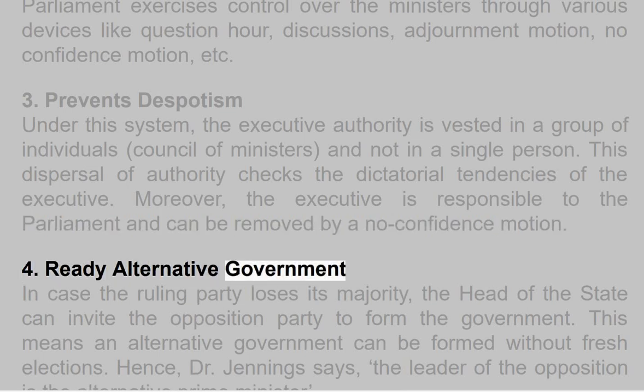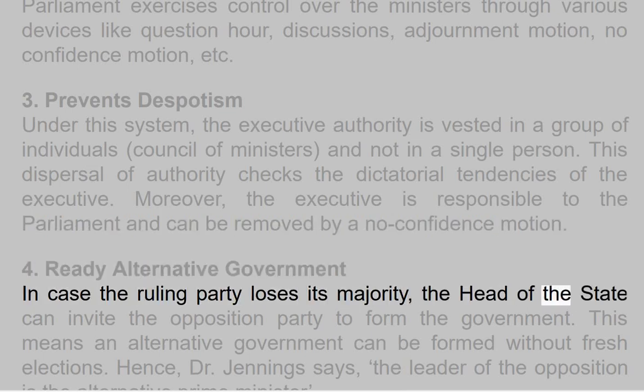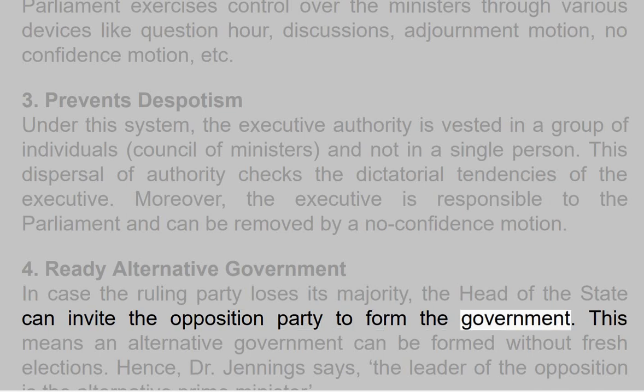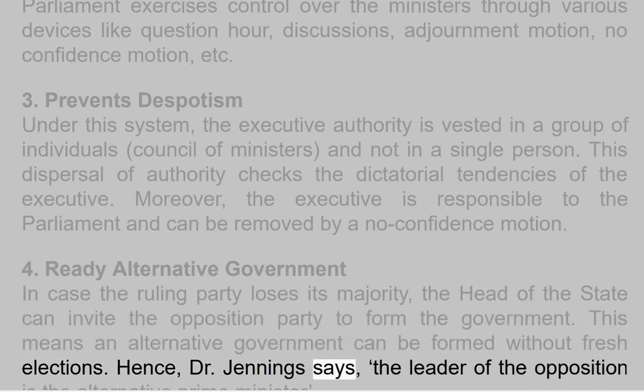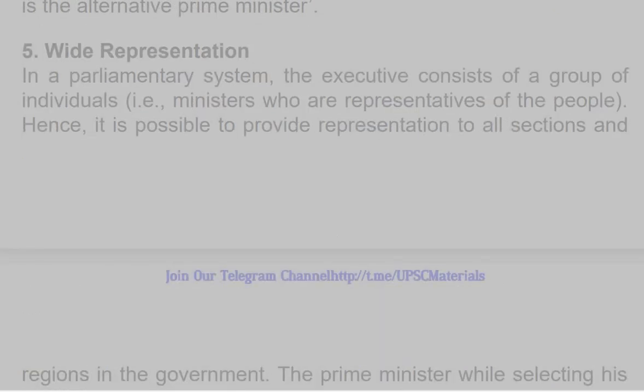4. Ready alternative government. In case the ruling party loses its majority, the head of the state can invite the opposition party to form the government. This means an alternative government can be formed without fresh elections. Hence, Dr. Jennings says, the leader of the opposition is the alternative prime minister.